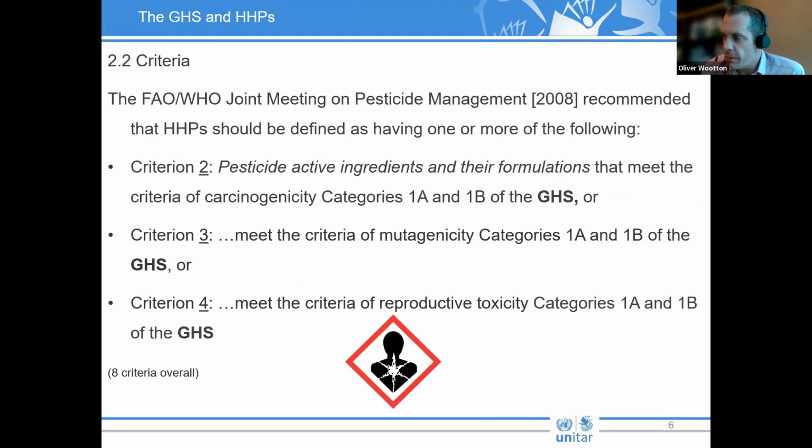Just quickly going a bit deeper on HHPs, this is a topic with increasing attention, increasing awareness, and I think it's worth noting that within the 8 criteria of highly hazardous pesticides, you have 3 which reference the GHS immediately. So implementing the GHS, understanding it, using it for identifying pesticides is really an integral part of any work done on HHPs and pesticides management.